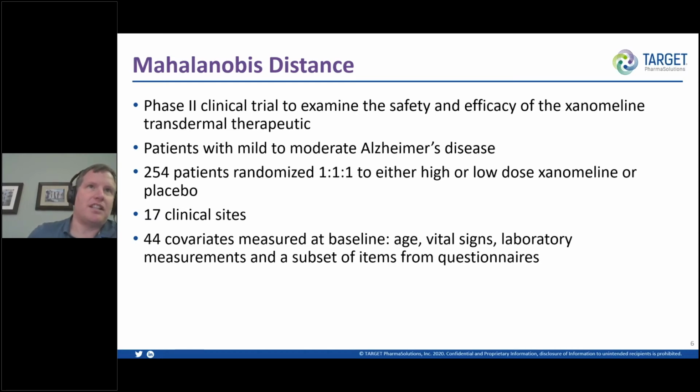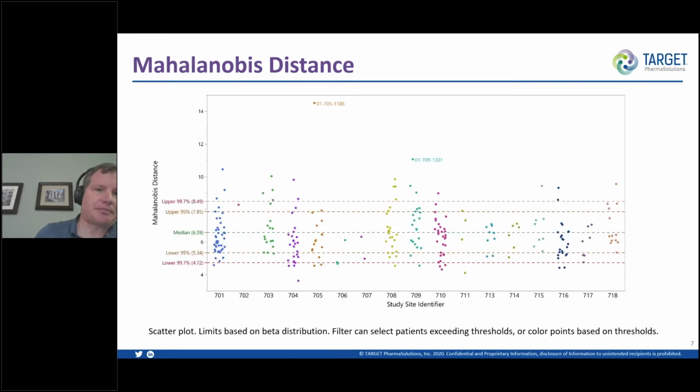So this is an example in phase 2. I believe this is one of the CDISC sample trials, in 254 patients with moderate Alzheimer's disease in 17 clinical sites. Among these patients, there were 44 covariates measured at baseline, so age, vital signs, and a whole host of laboratory measurements and items from questionnaires. The goal is to get an overall assessment of whether or not patients may be viewed as extreme from one site to another, considering the totality of their data.